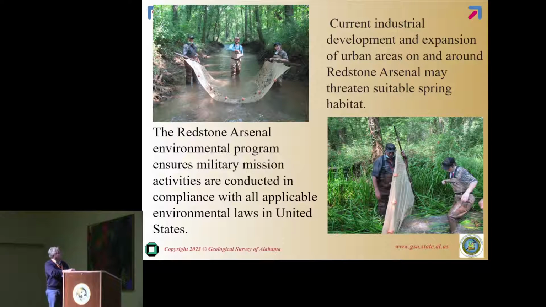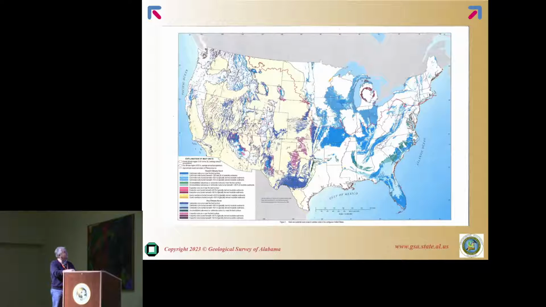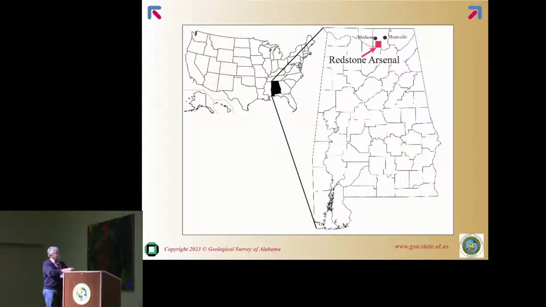And the Redstone Arsenal environmental program ensures military mission activities are conducted in compliance with all applicable environmental law in the United States. Here is the map of the United States. Alabama is located in the southeastern part of the country. And Redstone Arsenal itself is located in Madison County on the Tennessee River and along the Tennessee state line.